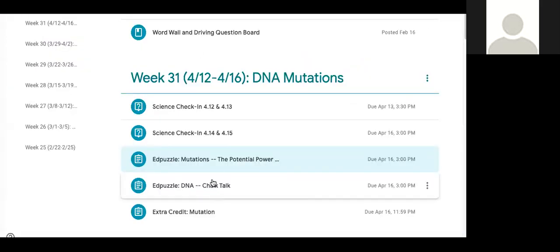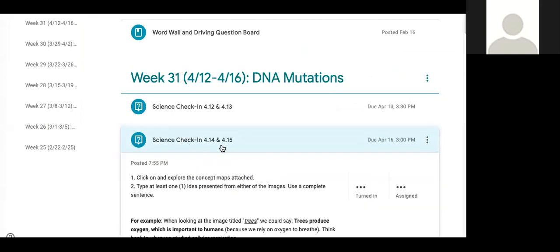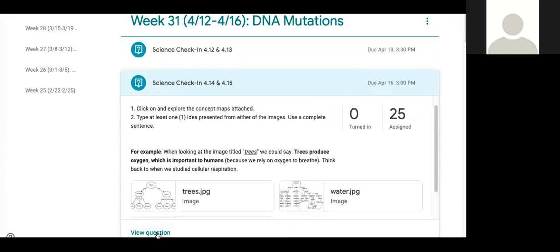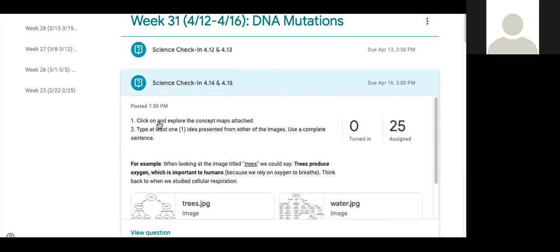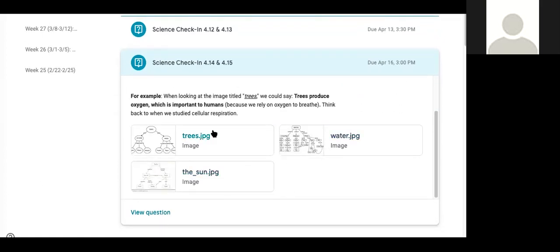And so on Google Classroom, you'll notice these are concept maps. Your check-in for April 14 or April 15 is as follows. You're going to click on and explore the concept maps attached, and you will type at least one idea presented from either of the images. Use a complete sentence. There are 3 images here, one called trees, one called water, one called the sun. So you're going to click on one of them and type a sentence.